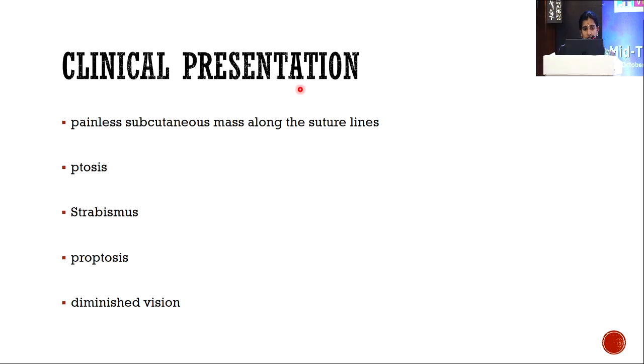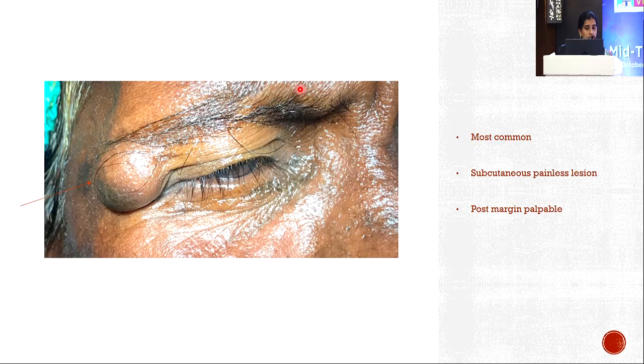Coming to clinical presentation, the most common presentation is a painless subcutaneous mass along the sutural lines. In this patient, we can see this is the most common type of presentation, where the posterior margin is palpable. In such cases, radiological imaging is not needed, but sometimes just to be on the safer side, we can go ahead with a CT scan.